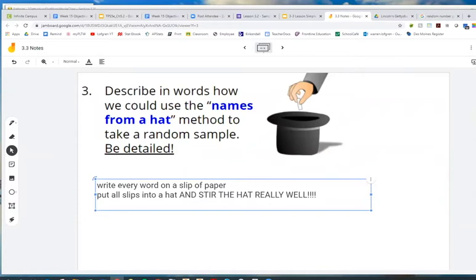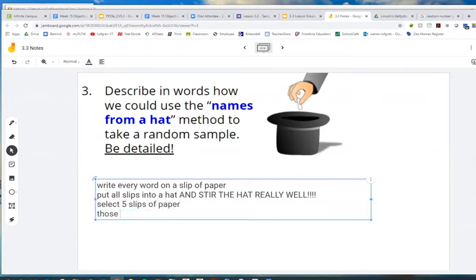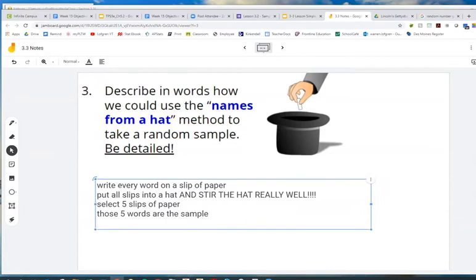So we're putting all the slips in, we're stirring it up really well. And then what do we do? We select 5 slips of paper. Those 5 words are the sample. Now, this time, I don't really have to worry about, did I get a repeated number? Because when you take the slip of paper out and you set it down on the table next to you, there's no way to pick that same word out of the hat again because it's been removed from the hat. So I don't really have to worry about, am I getting different slips of paper, as long as I leave the slip of paper out of that hat, okay?